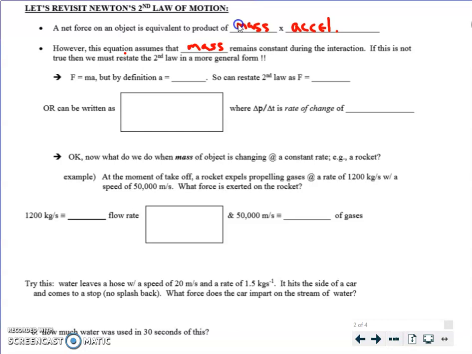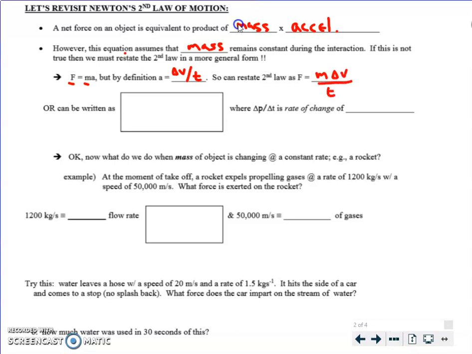But in something like a rocket, as the rocket's fired, it's ejecting material at a very high rate. So the force that you get from that makes it move, but to apply the second law it becomes more complicated because your mass is changing. So we need it, like I said, in a more general form. So let's take F equals ma and let's break it down. Well, by definition, a is the rate of change of velocity. So we can rewrite the second law of motion as F equals m delta v over t.